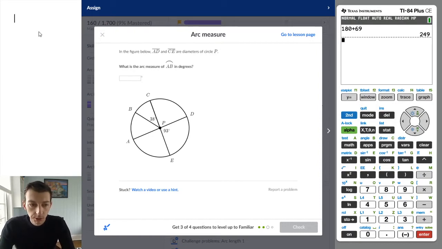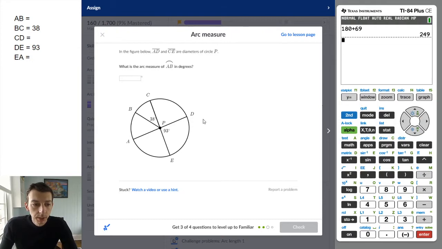So all of these are going to be arcs. I'm going to try and find what AB is, what BC is, CD, DE, and EA. So we're going to find everything, even though I only need to find AB, just to go through this example. So first of all, DE is also 93, because it's the same as the central angle. BC is also 38.